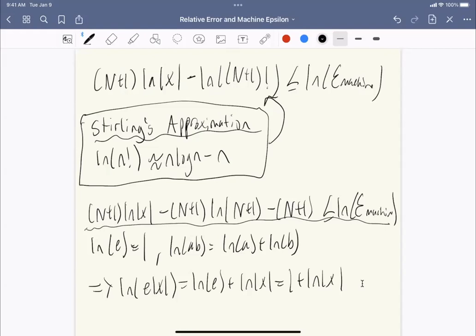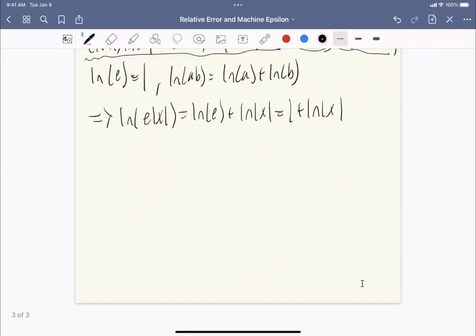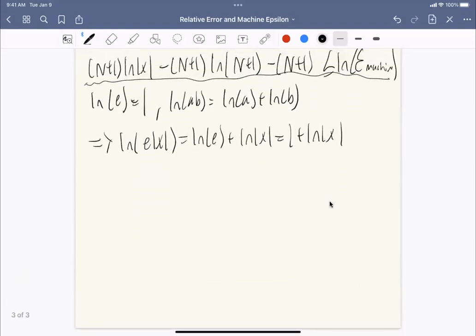Well, let me write this. Oh, actually, I have more space here. Perfect. So this is useful because we can note that we have n plus 1 times the natural log of e times the absolute value of x is equal to n plus 1 times 1 plus the natural log of x.